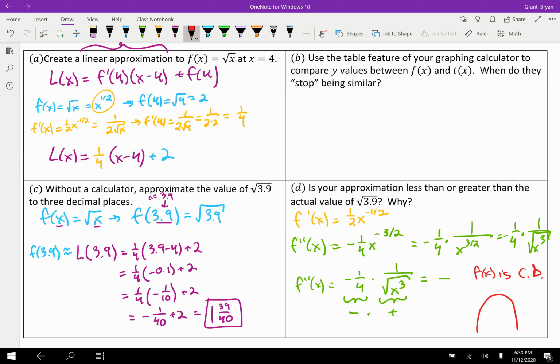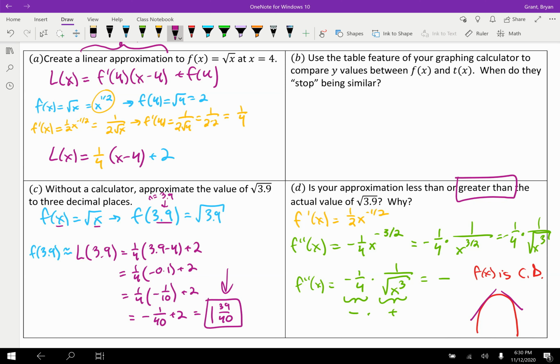So I would just draw a quick concave down graph. And then think about your linear approximation with what I did in purple. Any linear approximation is going to be above, or an over or greater than approximation than the actual value. So how do you justify this? Our approximation here is greater than the actual value because f double prime is negative for all values, and thus f is concave down.